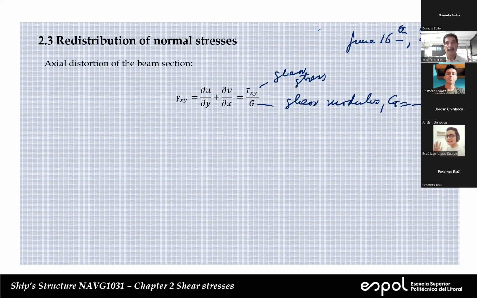Anybody remembers? Do you remember what we have in the denominator here? For the simplest material, the isotropic material, it is 2 times (1 plus the Poisson number). Poisson ratio, yes, good memory.